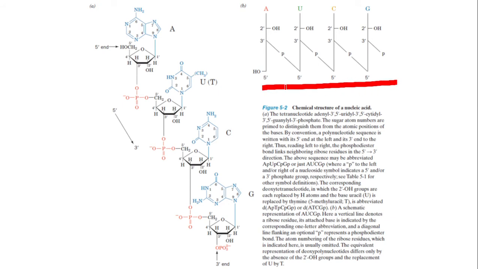Carbon number 5 of a sugar is bonded with carbon number 3 of the next sugar by means of a phosphodiester linkage. Is it RNA or DNA? Look here, there is an OH group on carbon number 2. So this is RNA. If this OH group is not there, it will be DNA. Okay.